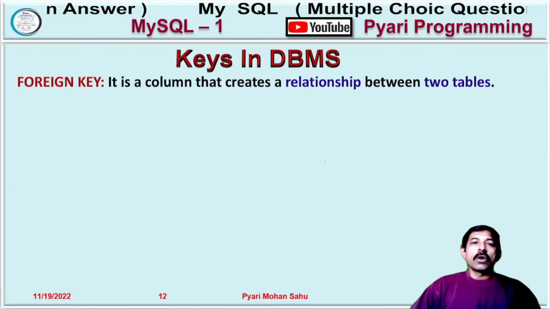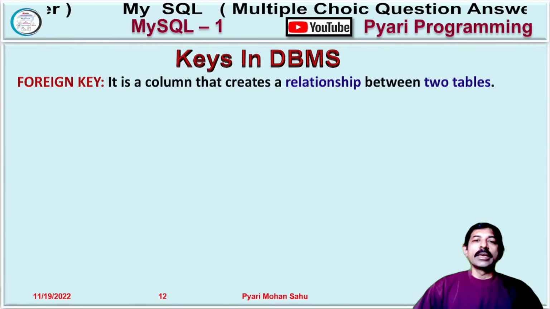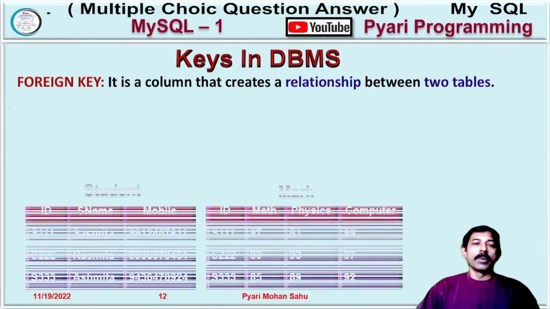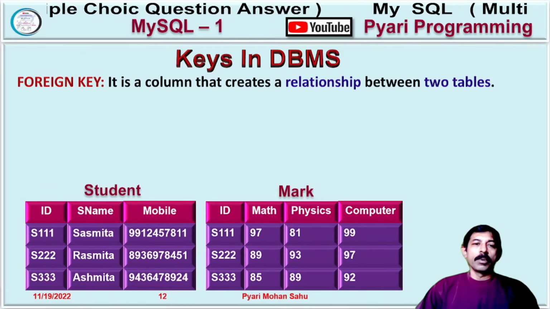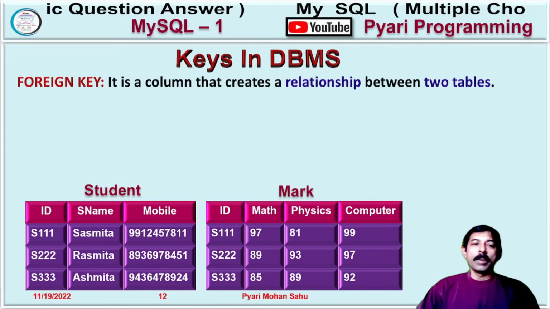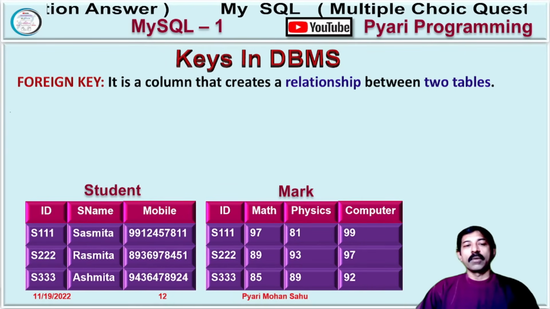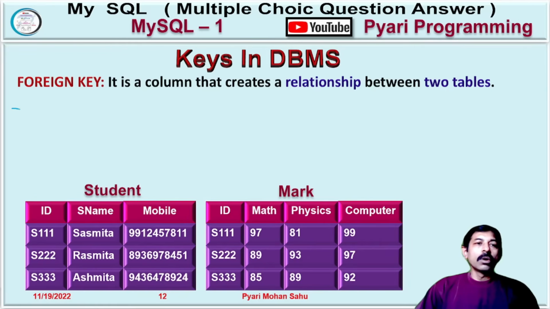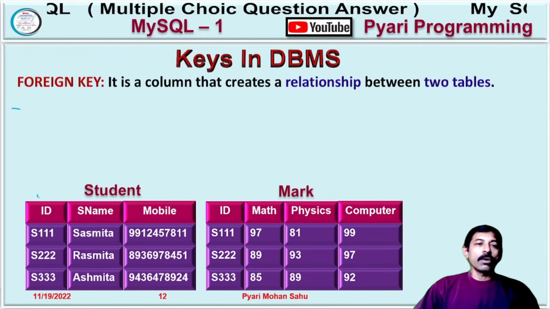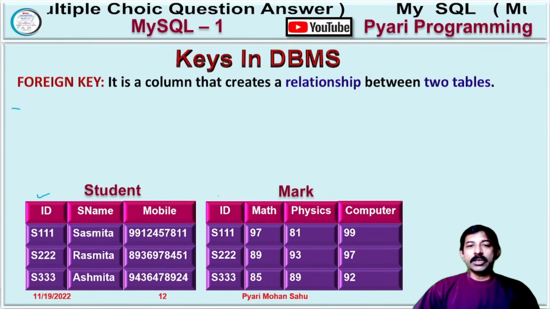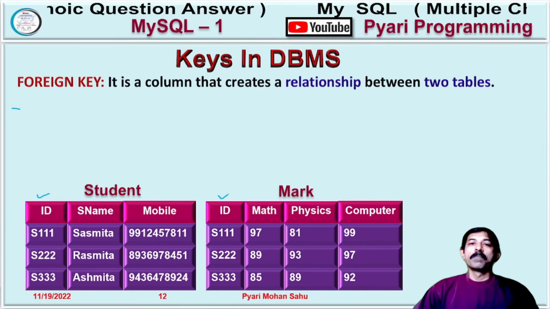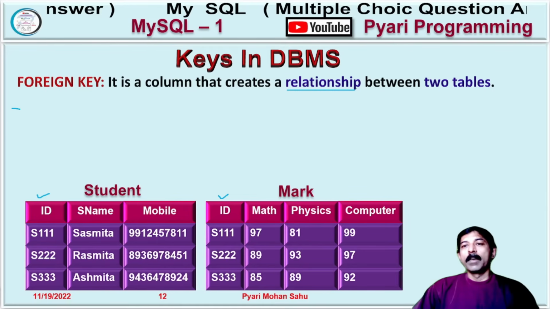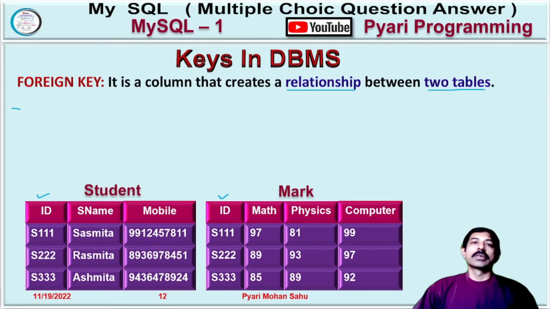So let's see what is called a foreign key. It is said that it is a column that is having a relationship between two tables. Now suppose we have a table called student table. We have a table called marks table. Two tables are available. Now in this student table, ID is your primary key, and in marks table ID is your foreign key. So that's why with the help of this key it generates a relationship between the two tables.